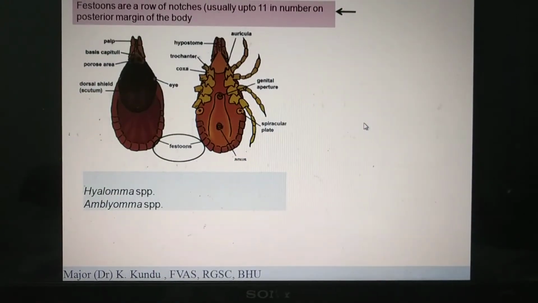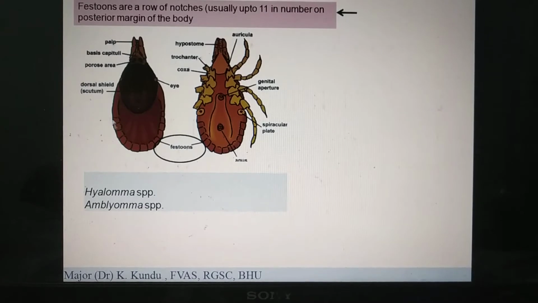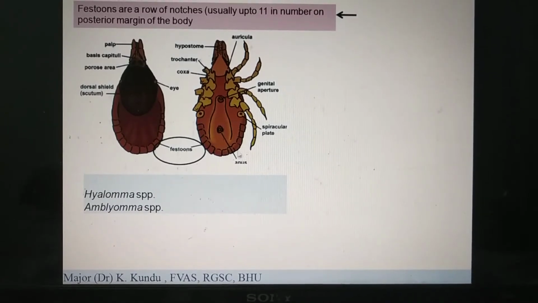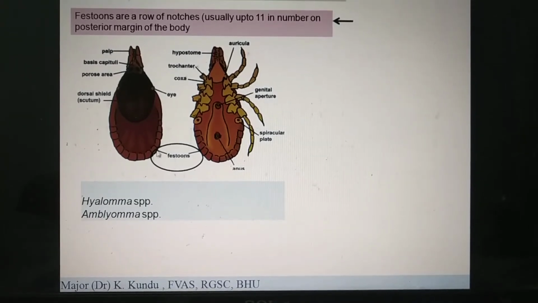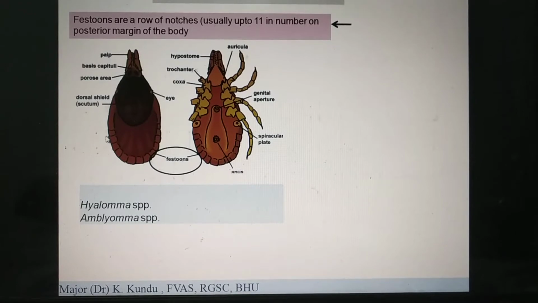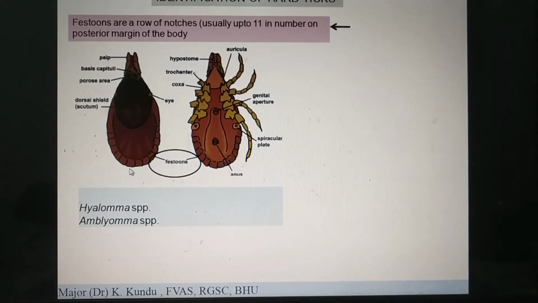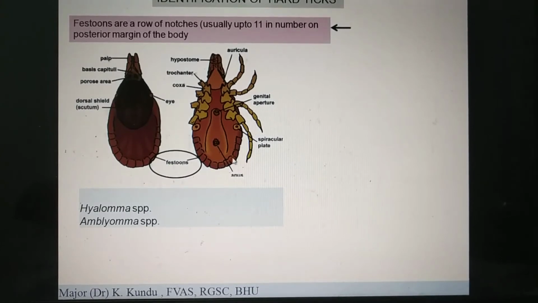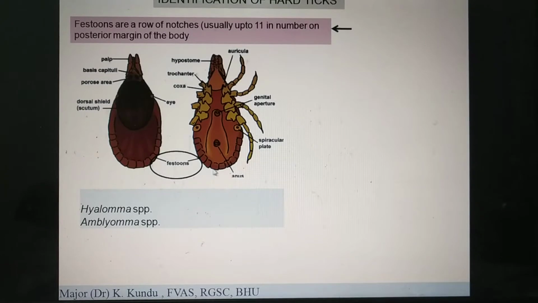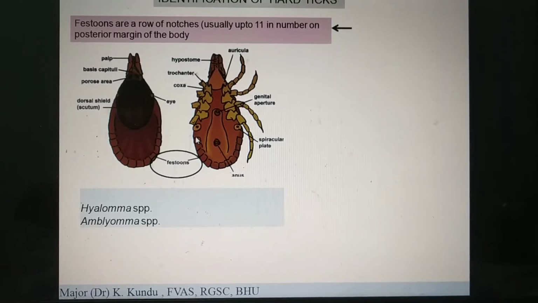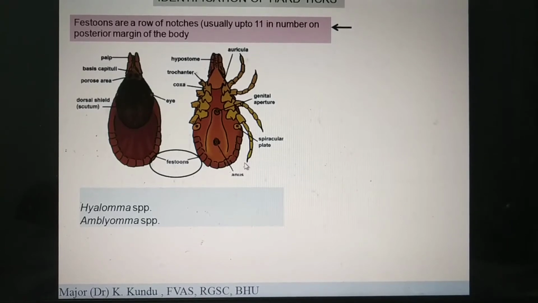Now festoons. What do you mean by festoons? As you can see in the photograph here, this is from the dorsal aspect, this is from the ventral aspect. Now see the posterior margin of the tick. The posterior margin of the tick has a row of notches. These notch-like structures usually go up to 11 in number, and these are called the festoons. Some ticks may have festoons, some genera may not. So this is Hyalomma and Amblyomma. They have festoons.